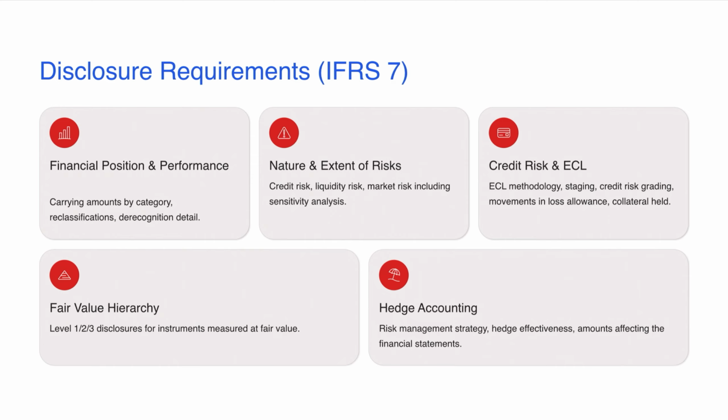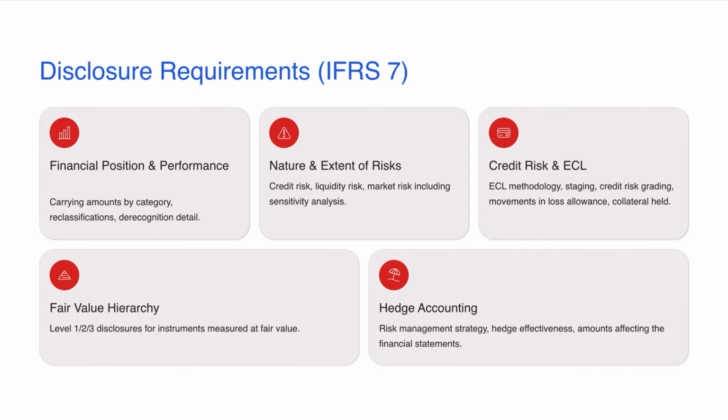They also disclose the nature and extent of risks. That includes credit risk, liquidity risk, and market risk. For credit risk and expected credit losses, disclosures can include information about the ECL methodology, staging, credit risk grading, movements in loss allowances, and collateral. For instruments measured at fair value, the fair value hierarchy provides information about whether valuations are based on Level 1, Level 2, or Level 3 inputs.